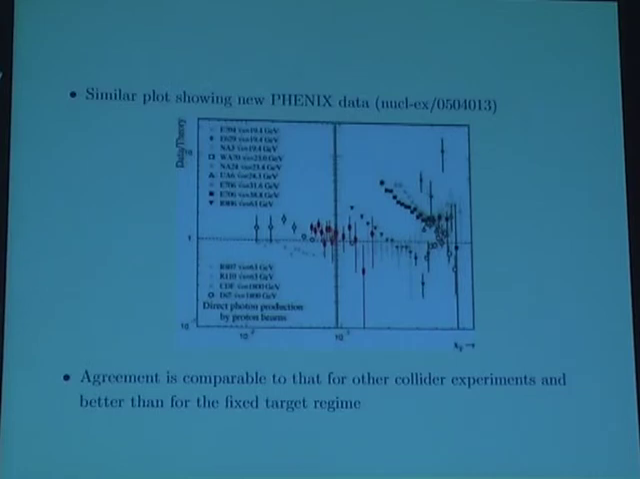Now, here's a plot that shows some data from PHENIX at RHIC. It's taken at root S of 200, which kind of fits right in between the collider regime and the fixed target regime, and you notice that the agreement is rather nice. So that's a good sign.